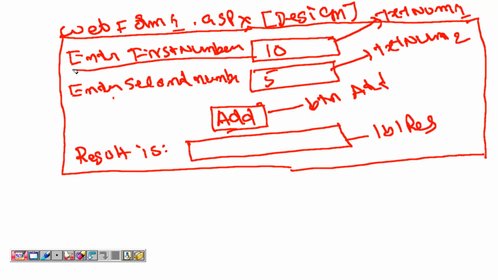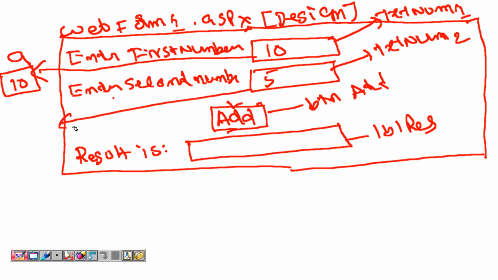What you have to do: once the user clicks the Add button, 10 you store into A. I'm telling you the procedure. Let's say A is an integer variable. 5 you store into a variable called B. This A and B, you perform addition. That's the reason you need to write the logic.